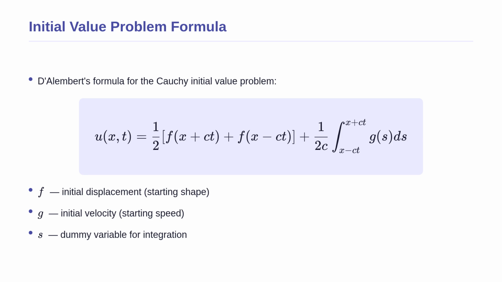The variable s is simply a dummy variable used temporarily for the integration process. If the initial velocity increases, the contribution from the integral term becomes larger, creating a larger overall displacement.